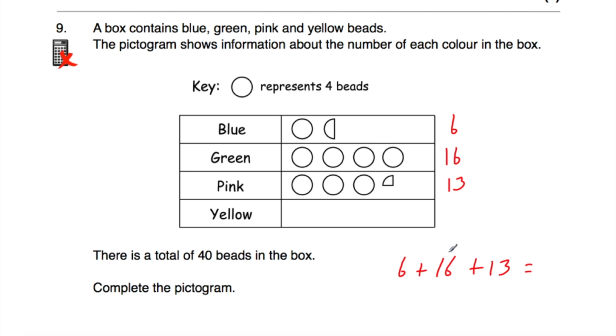So 6 plus 16 is 22, plus 13 would be 35. So that's 35 beads. So if there's 40 altogether, 40 take away 35 is equal to 5. So that must mean there's 5 yellow beads in the box. So to show that on the pictogram, we're going to do a circle, that's 4. Then we need another 1, that's going to be 1/4 of a circle. So then that would be yellow, and that would be 5.